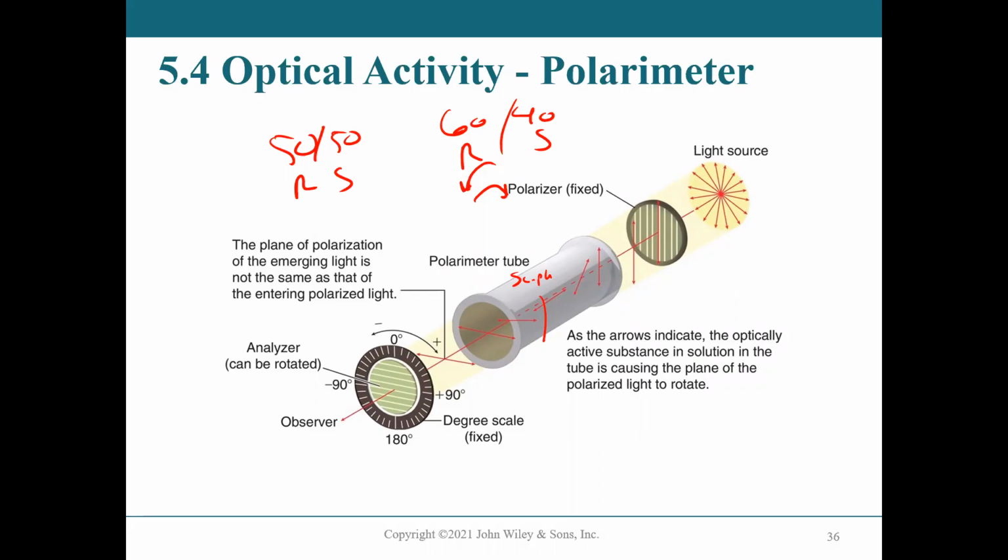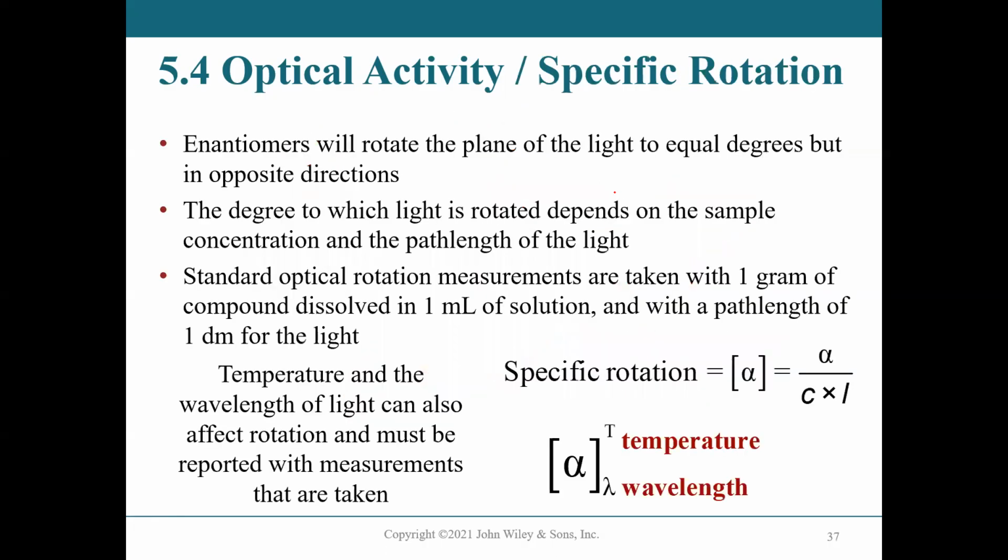Here we looked at a polarimeter tube. Basically, you have that polarizer, and this is made out of a special material, but what type of materials these things are made out of is beyond this class. So just note that you're going to rotate light either to the right or to the left. Enantiomers will rotate the plane of light to equal degrees, but in opposite directions. The degree to which light is rotated depends on the sample concentration and the path length.